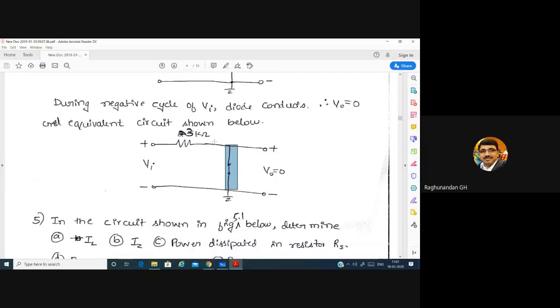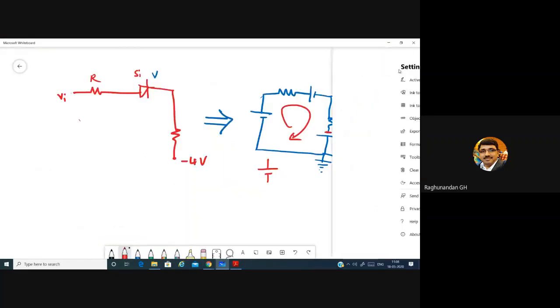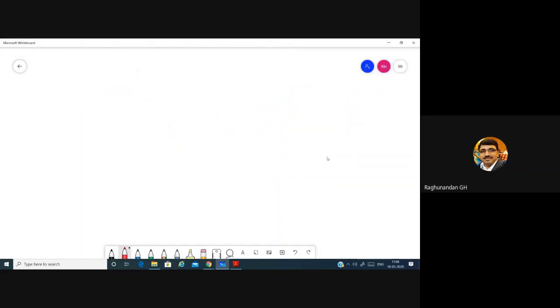So this is the circuit. Suppose they ask you to plot the waveforms, then just plot the waveforms.